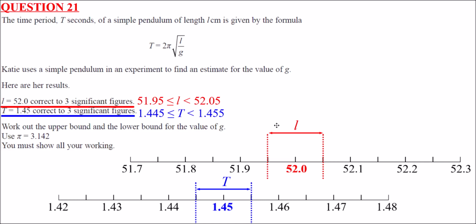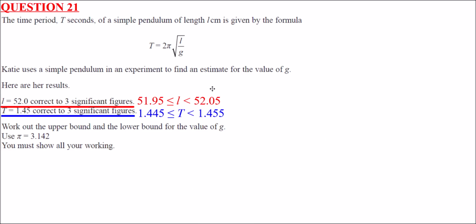We now need a bit more space because we need to answer the question about the upper and lower bounds for the value of g, and g isn't even the subject of this equation. So let's make g the subject. What I'm going to suggest we do first of all is to square both sides of this, to get rid of a square root.